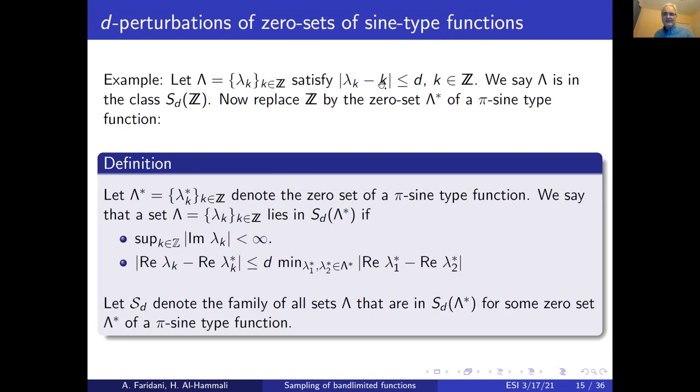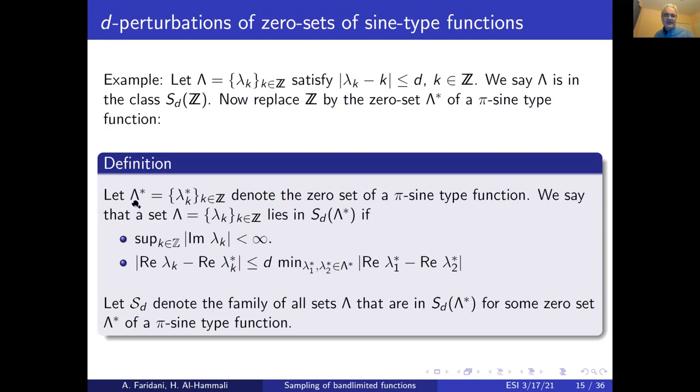The most commonly known example is for the integers. If the reference set is the integers, we can define a set lambda equal to lambda k, k in Z, so that each lambda k differs from k itself at most by a constant d. Then we say lambda is in the class S sub d of Z, or a d perturbation of the integers. And now the next step is to replace the integers by the zero set of a pi sine type function. This gives us our definition of the full class of our sampling sets.